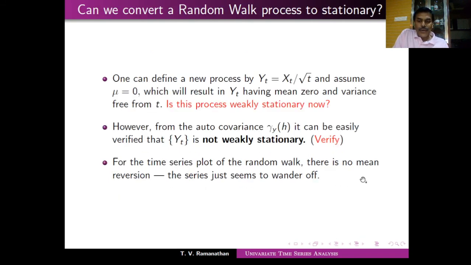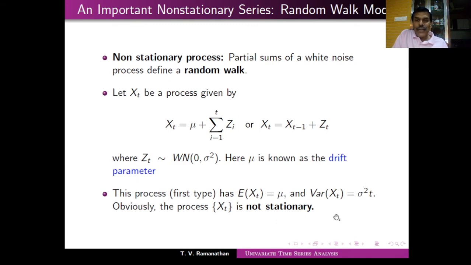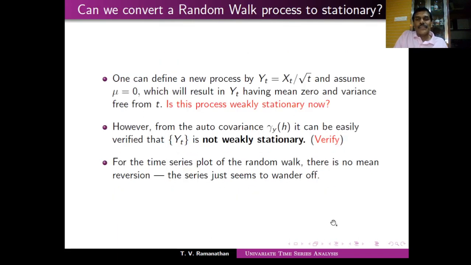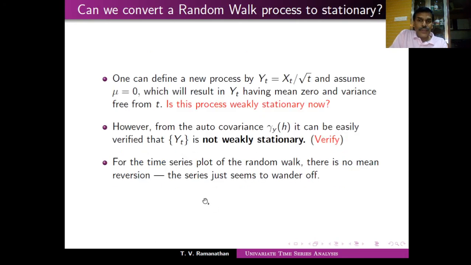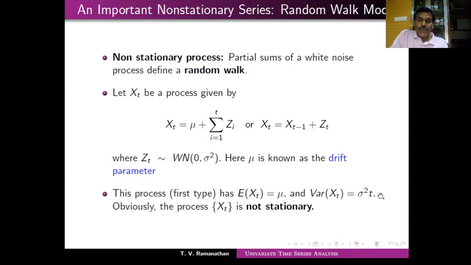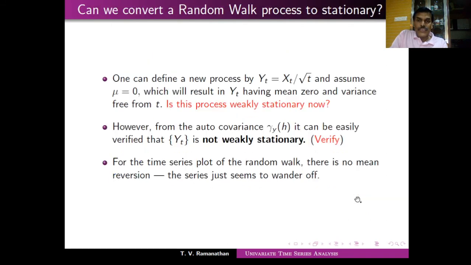It is very easy, though. What you may think is that it's not a big deal: if I divide xt by the square root of t, the variance's dependence on t will vanish. So why not consider that process? Let's see what happens in such a case. One can define a new process yt as xt divided by the square root of t, and assume mu equal to 0, just for convenience, as mu is not a function of time. Now if I divide by the square root of t, you can see that the variance is going to be sigma square, which is free from t.